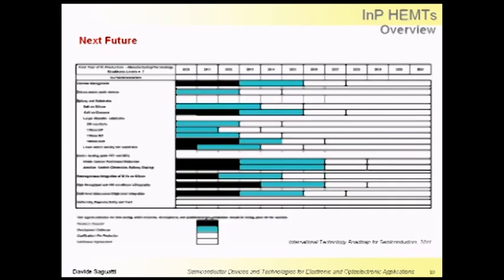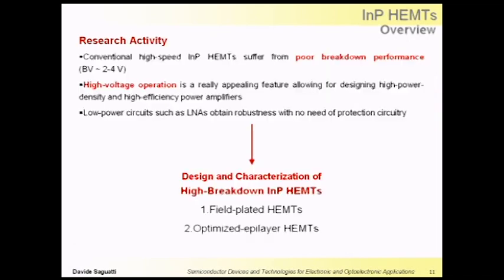This is just taken from the International Technology Roadmap for Semiconductors of last year, showing that the heterogeneous integration of the III-Vs on silicon is already scheduled in 2013 as a development underway. So the research has already ended, and we're now entering into a more industrial phase.